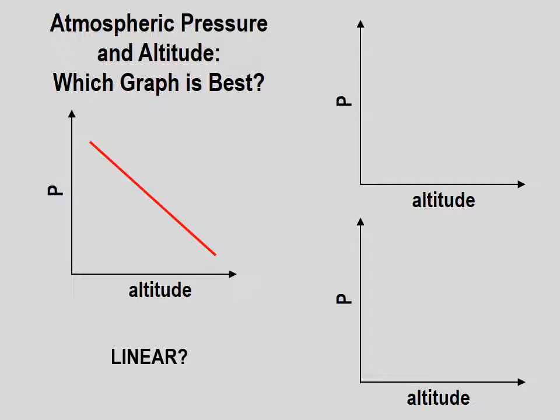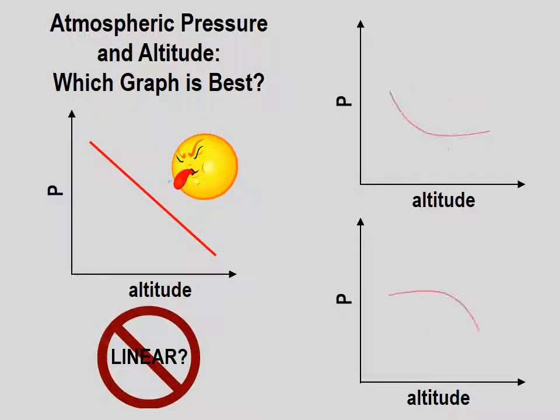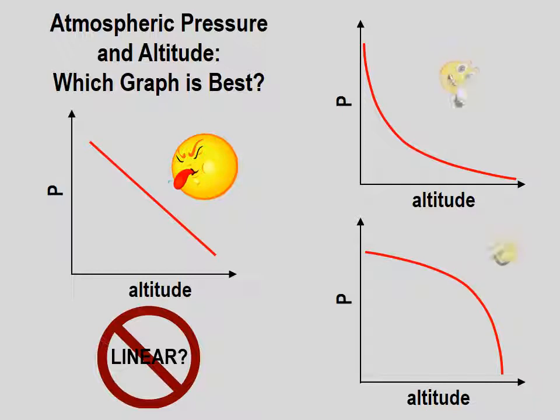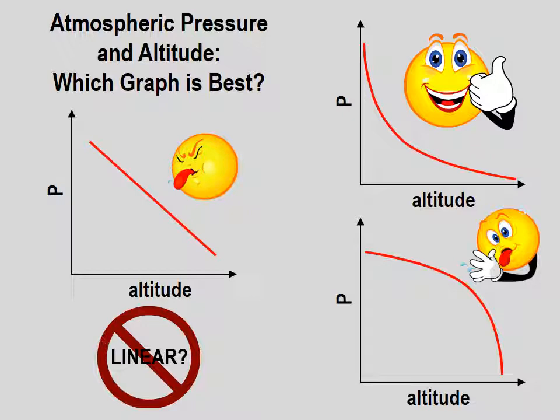However, is this relationship linear? And the answer is, it is not linear. In other words, while the graph generally goes down from left to right, does it tend to swoop down more and then level off as the altitude increases, or does it drop off only gradually and then all of a sudden the pressure drops substantially? Well, it turns out that this top graph best represents the relationship between pressure and altitude in the atmosphere.